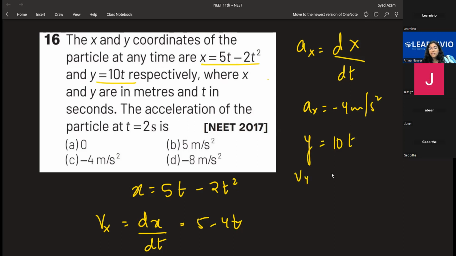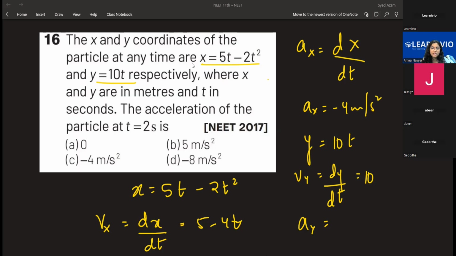Again, to get Vy, you will differentiate dy over dt. Now, class, what will be the answer when you're differentiating it? 10t, when you differentiate it, you will get 10. So for acceleration, you will differentiate this. What will be the acceleration? When you're differentiating, what will be ay? Vy is equal to 10. What is the value of ay?